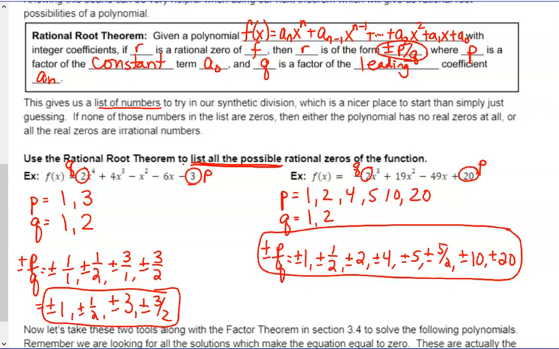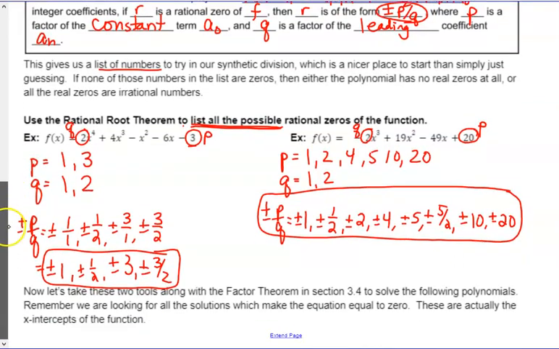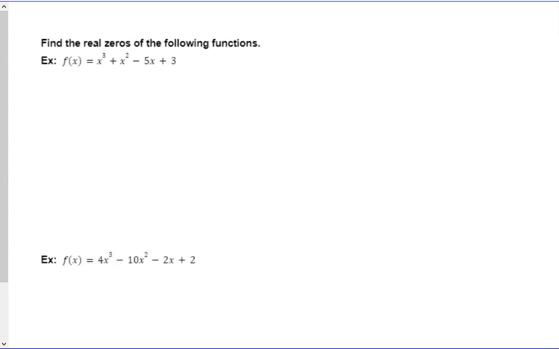So you'll have some exercises to do both, that Cauchy's bound and to find out possible rational roots using your P's over Q's. Some books use H over K's. This book ends up using P's over Q's. So now let's take these two tools along with our factor theorem that we used in section 3-4 to solve the following polynomials. Remember that we are looking for all the solutions which make the equation equal to 0. These are actually the x-intercepts of our function, okay?